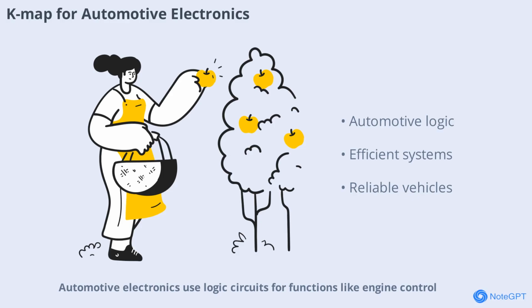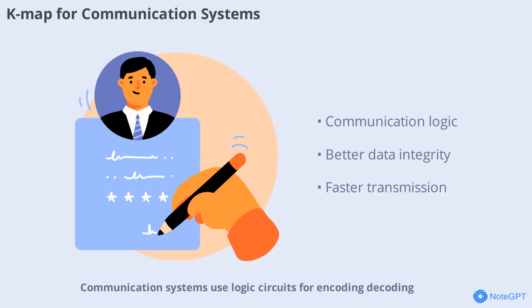Automotive electronics use logic circuits for functions like engine control, safety systems, and infotainment. K-maps help minimize the logic for these systems, leading to more efficient and reliable vehicles. This is crucial for meeting modern safety and performance standards. Communication systems use logic circuits for encoding, decoding, and error correction. K-maps can simplify the logic for these functions, improving data integrity and transmission speed. This is vital in applications like networking, wireless communication, and satellite systems.